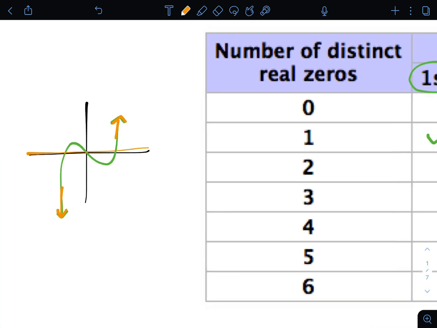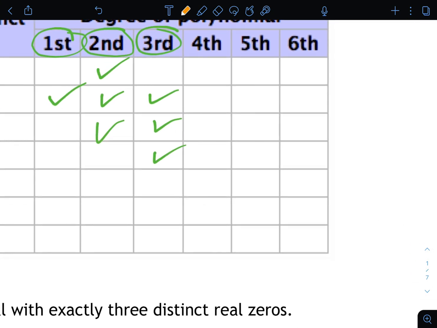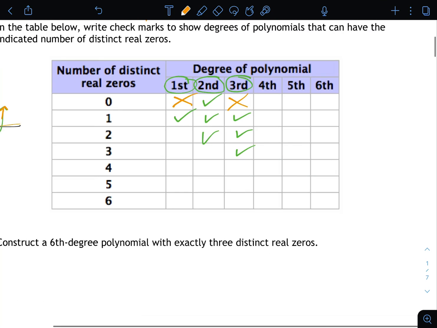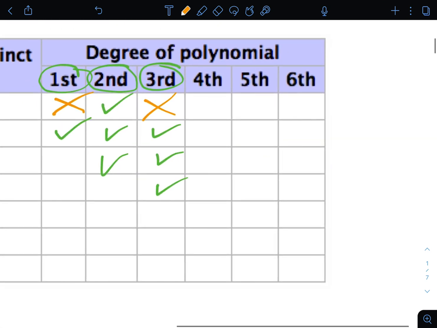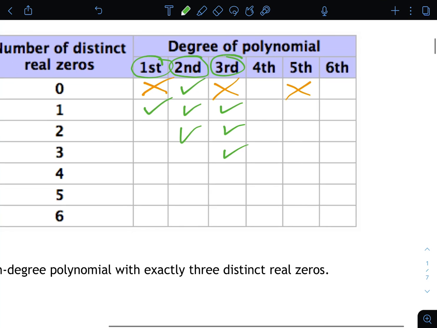So that's going to be true actually for any odd degree polynomial. I can never have 0 zeros for an odd degree polynomial. So the same thing goes for my 5th degree polynomial. Now I do know that for 4th degree, based on the pattern, the maximum number of zeros should be 4. And then I could have any number less than that.